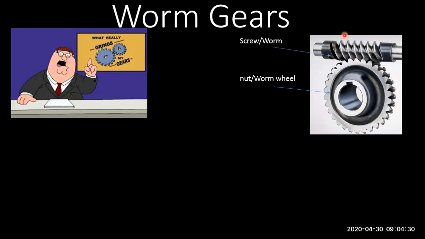So this meshes with either a spur or a helical gear, and this screw can also be used as a nut, stationary in place. This can be mounted onto a carriage or even a piping mechanism, like a valve opening and closing mechanism. So those kind of applications, these worm gears are used.